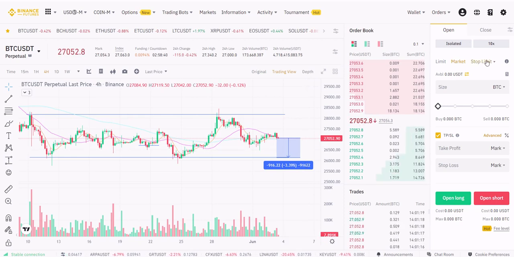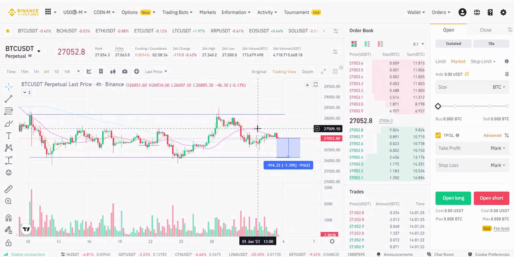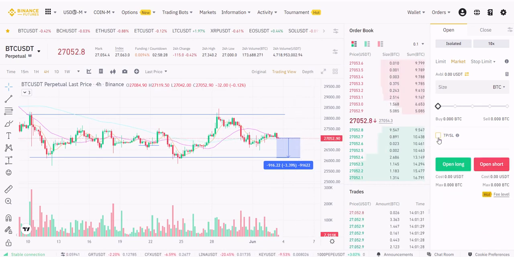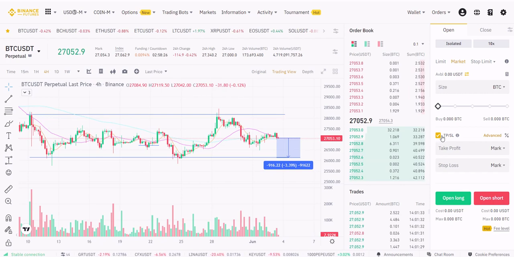What I would do is, it's on isolated, which I want. It's on 10x, which is good for this trade. And I would open a short. Make sure you check this box before you execute the trade, and make sure this is on market. If you want to get in right now, you put it on market.